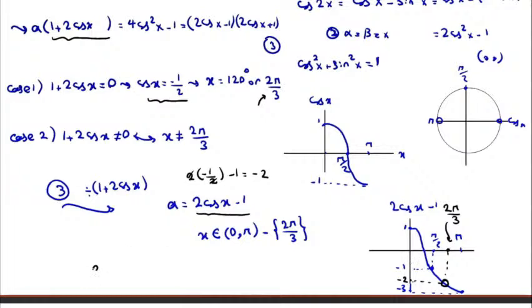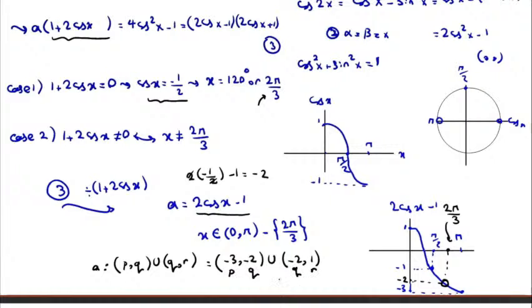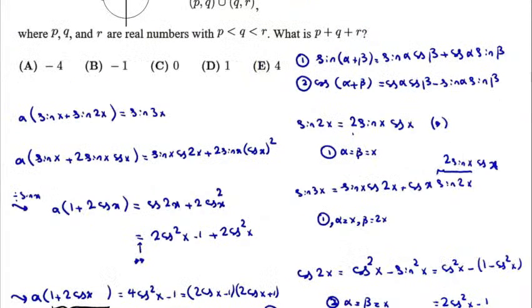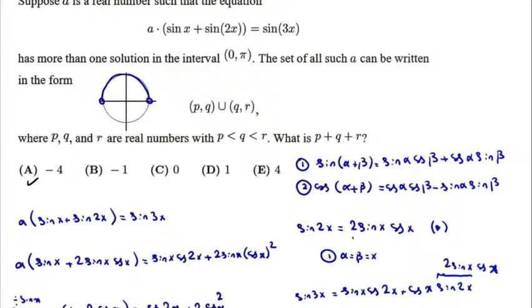So because it says a, the answers for a will be PQ union QR. P is negative 3, from negative 3 to negative 2, it's possible, union negative 2 to 1. And P will be this, Q will be this, R will be this. Now, the problem says P plus Q plus R is what? It will be negative 3 minus 2 plus 1, which is negative 5 plus 1, negative 4. And the answer will be A.